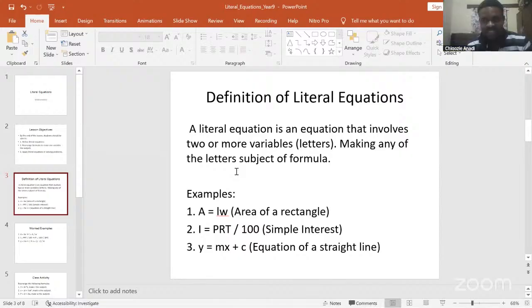Very good. You can see a literal equation, as I said earlier, has more than one variable, and we said variables are letters. So when you have more than one variable in an equation and you're making one of those variables the subject of the formula, that's what we're talking about with literal equations. We call it making a letter the subject of the formula, and this is what you've been doing all the time.